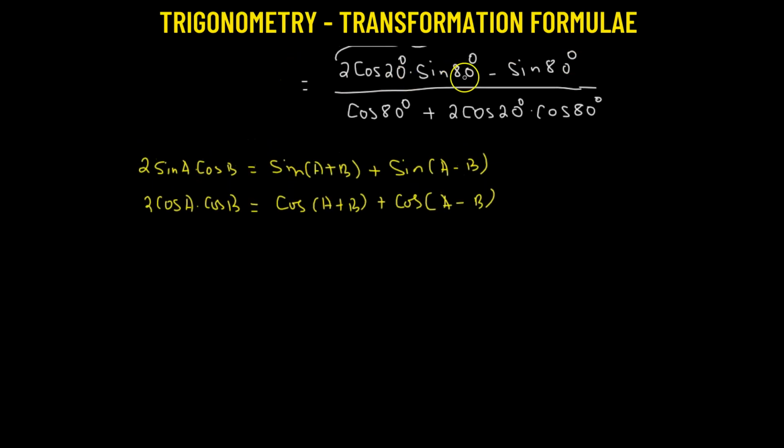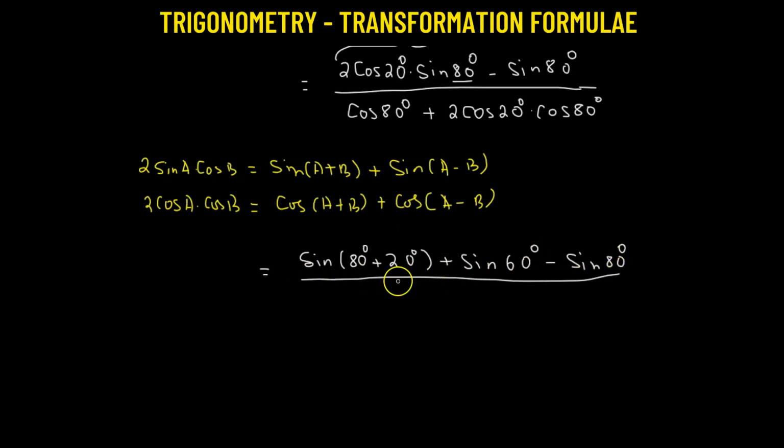Since we have 2 times sine A times cosine B, here we are assuming 80 to be A and 20 to be B. Then we're going to get sine of A, which is 80 degrees, added to B, which is 20 degrees, plus sine of 60 degrees minus sine of 80 degrees, whole divided by the cosine of 80 degrees plus 2 times cosine of 20 cosine of 80, so that's going to be cosine of 80 plus 20, so that's 100 degrees, plus cosine of 80 minus 20, so that's 60 degrees.